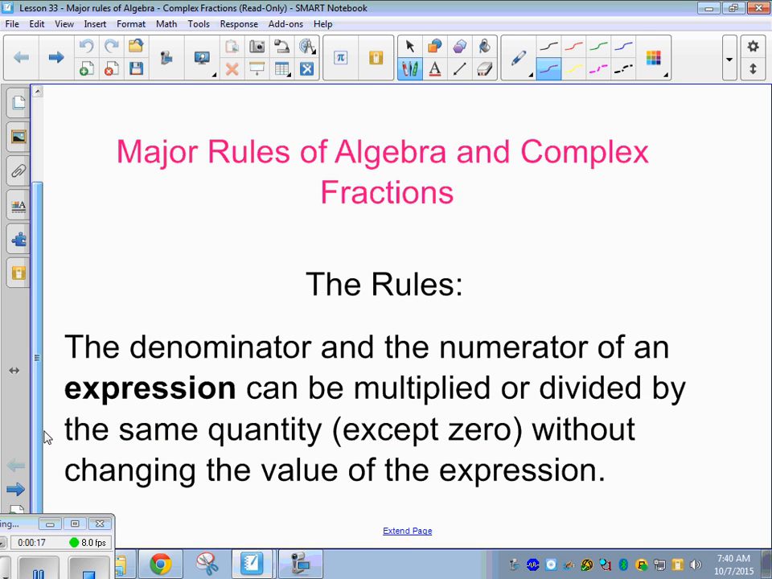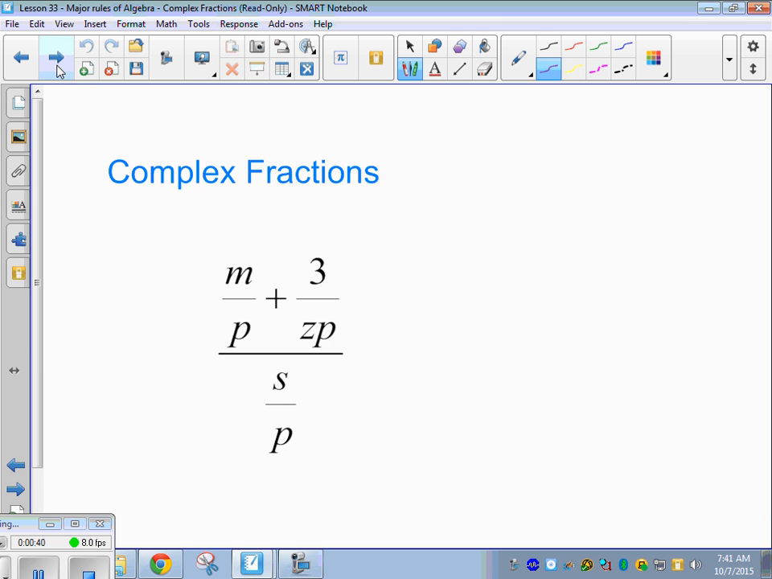The denominator and the numerator of an expression can be multiplied or divided by the same quantity except 0 without changing the value of the expression. So basically you can multiply anything by 1, right? If you multiply the numerator and the denominator by the same thing, that's really multiplying by 1, and you're not changing the value of the expression. So this we already know, all right? So let's write this guy down.